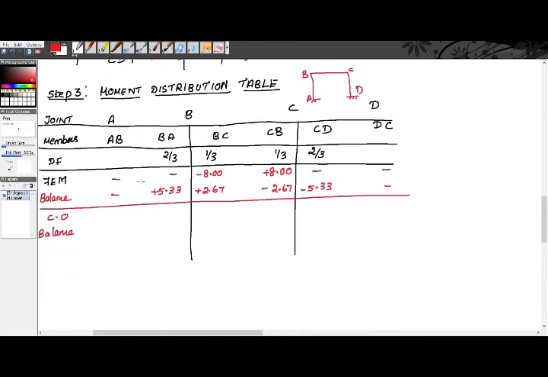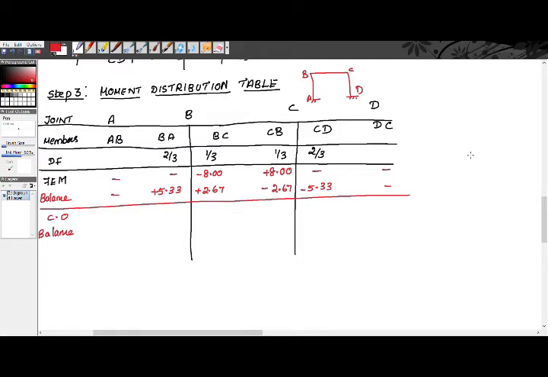So it is 0, 0, minus 8, plus 8, 0, 0. Now we don't have any hinged support. We do not have any simple support or hinged support. So we will go for balance. So for balancing, we take joint B.